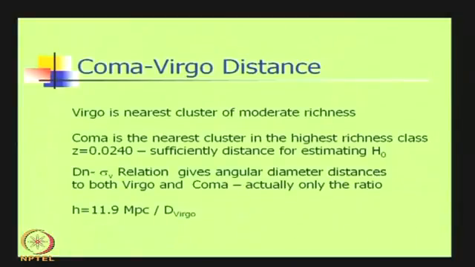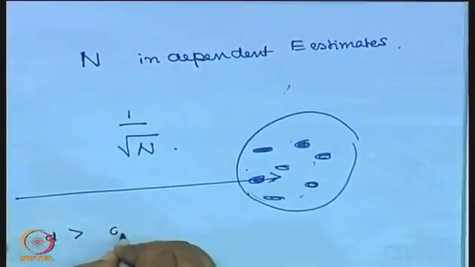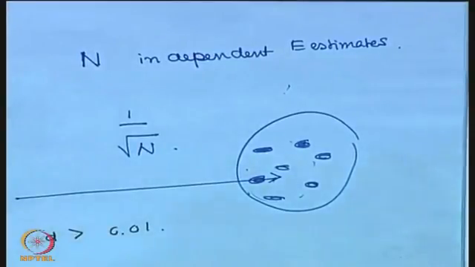So, let us start our discussion with the Coma cluster. The Coma cluster is at a redshift of 0.024, which is sufficiently far for us to determine H naught. We saw that the errors will be less than 10% if the redshift is greater than 0.01. So, this definitely satisfies that criterion. The Coma cluster is at a redshift of 0.024.